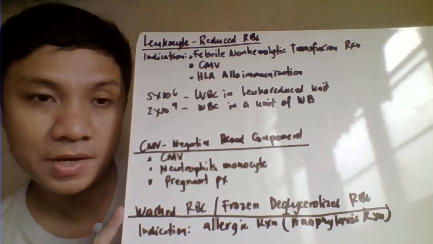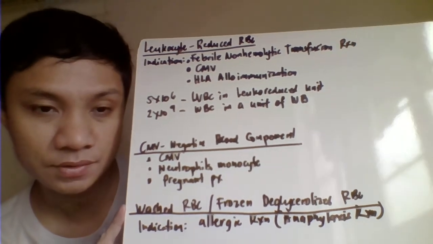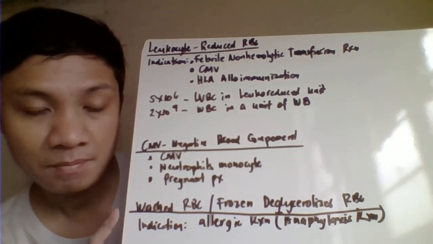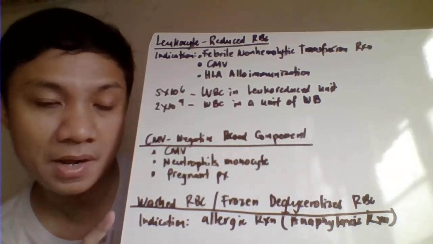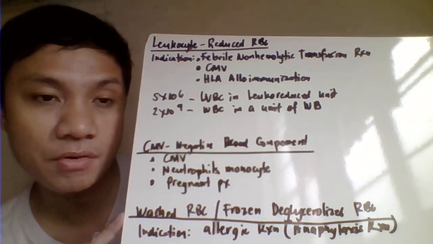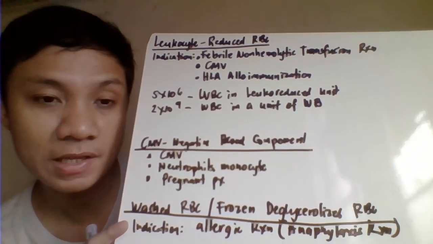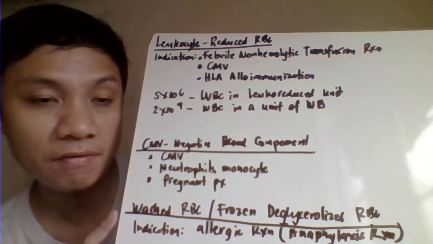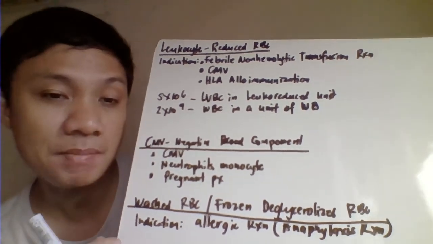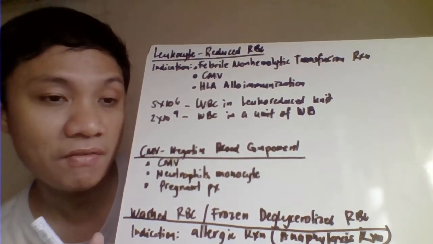Okay, the next blood component we have here, the leukoreduced RBC. The leukoreduced RBC is prepared by the leukoreduction process, by allowing it to be filtered, allowing the removal of WBC through a third generation filter. The leukoreduced RBC would eventually try to prevent the following.